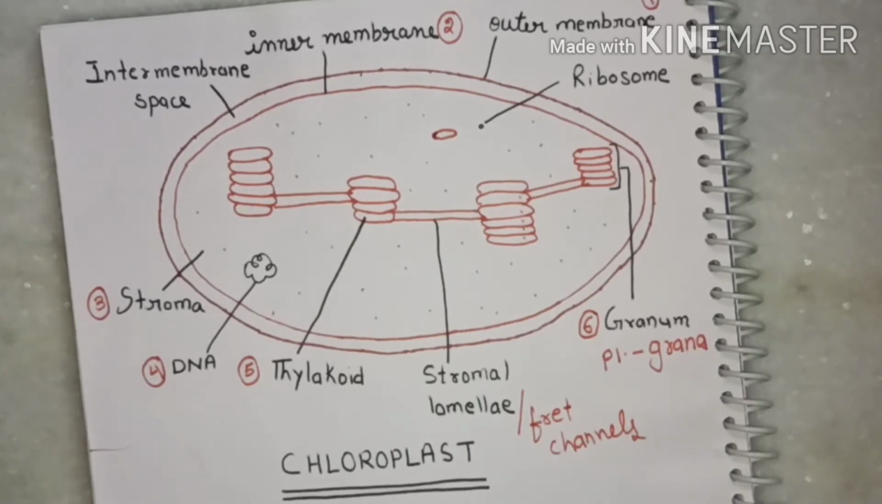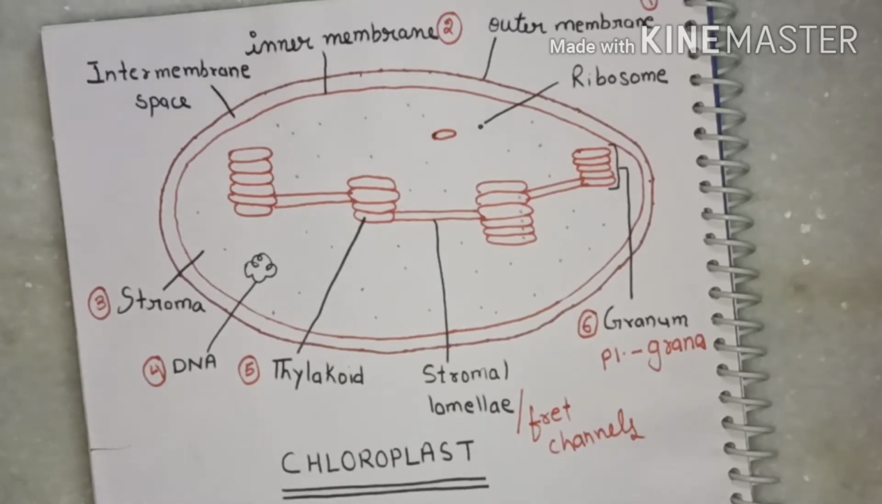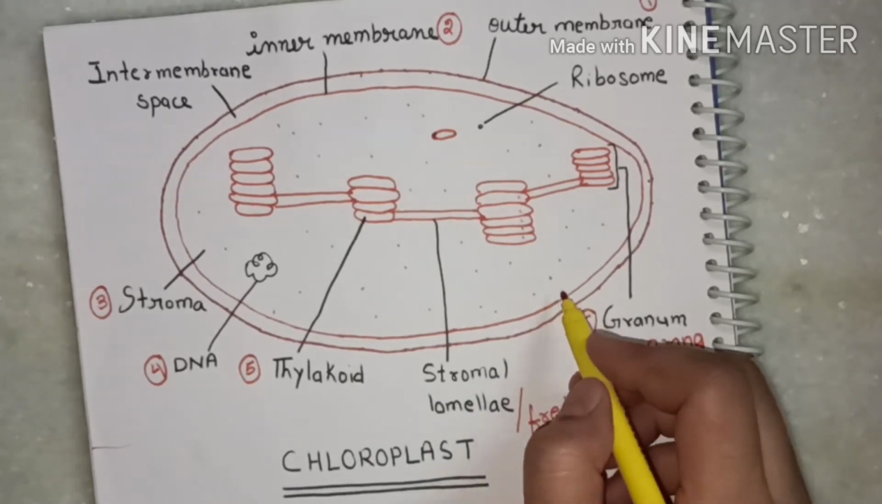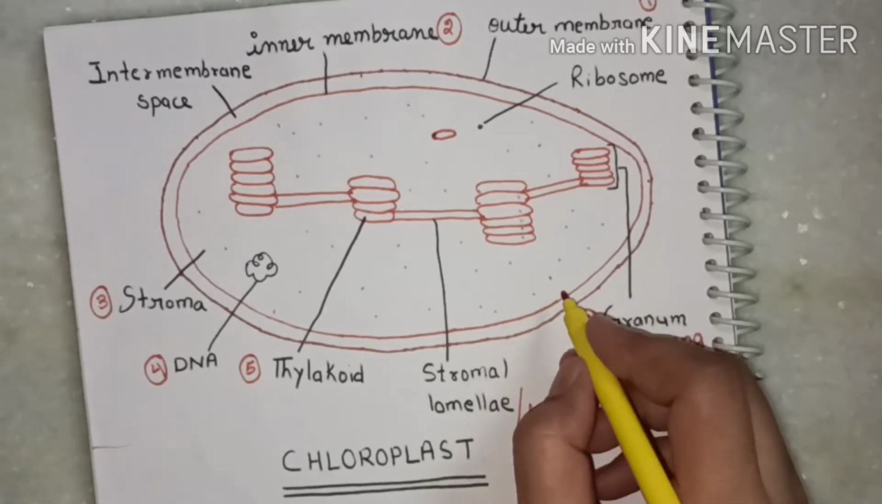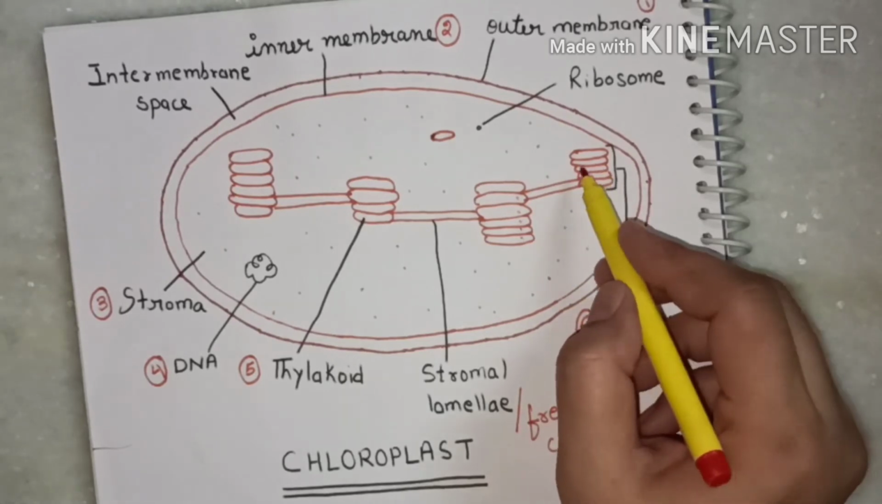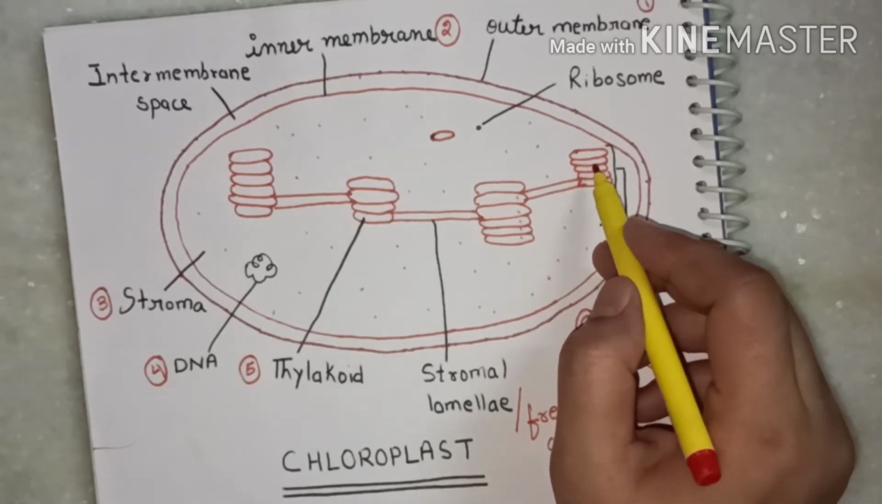In the chloroplast, photosynthesis takes place. As you all know, the photosynthesis occurs in two phases, in two stages, and in this part, which is known as stroma, the dark reaction occurs, and on the thylakoid, light reaction occurs.